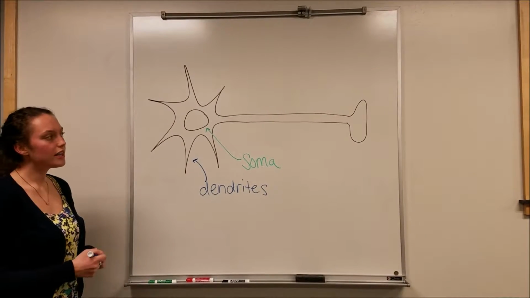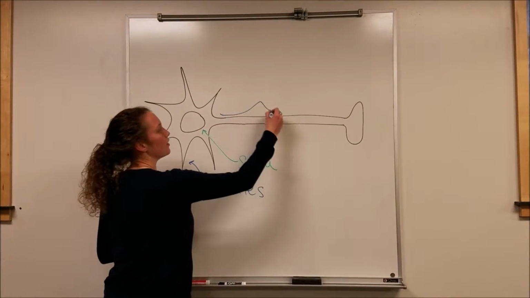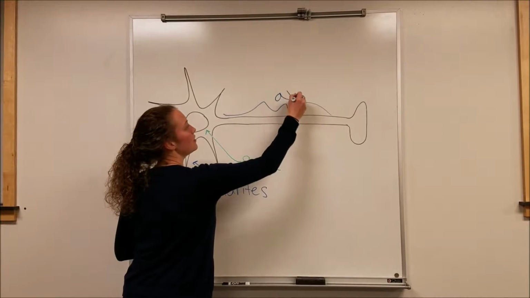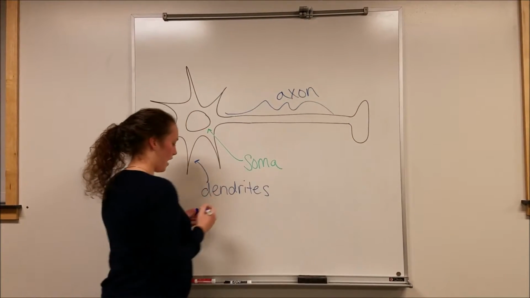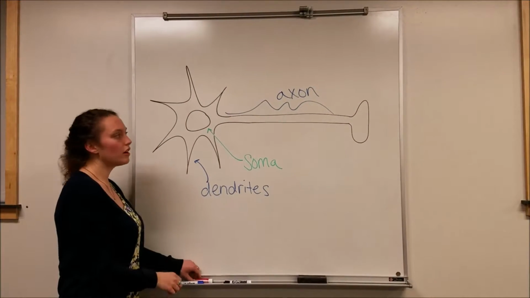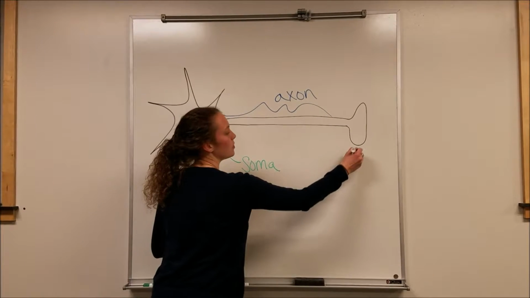So once it fires the action potential, the signal travels down this part, which is the axon, and then once it reaches the end of the neuron, it leaves through the axon terminal down here.